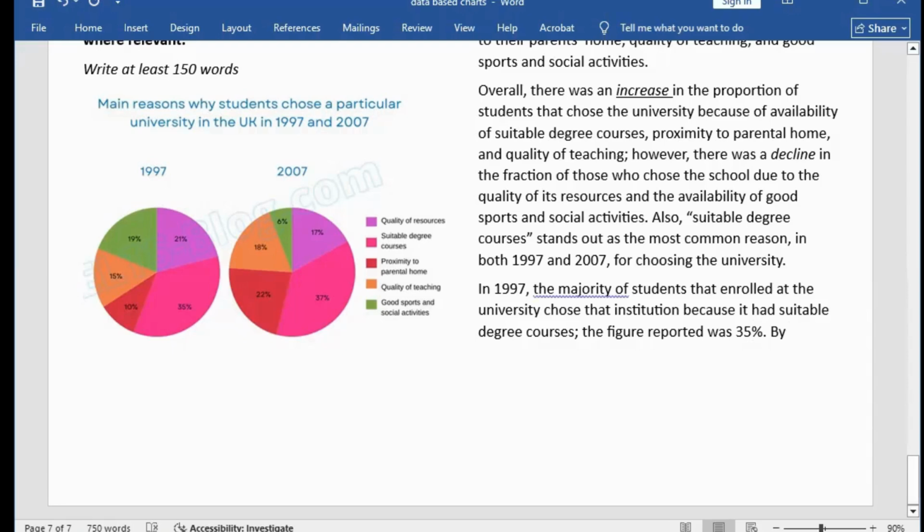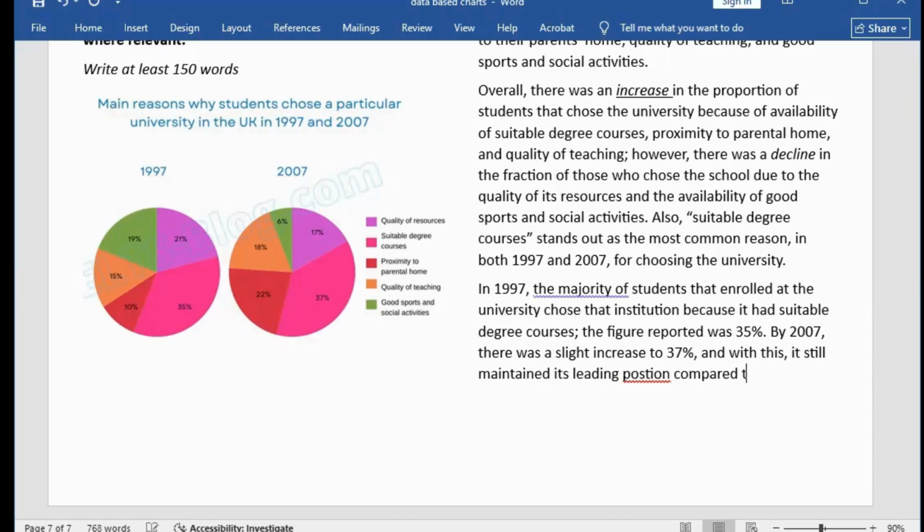By 2007, there was a slight increase to what? To 37%. And with this, it still maintained its leading position compared to the other reasons. And with this, it still maintained its what? Leading position. That means it was the major reason. It was the reason that the majority of students gave.